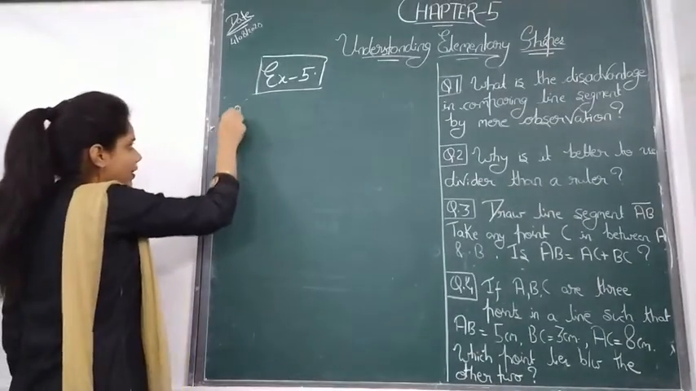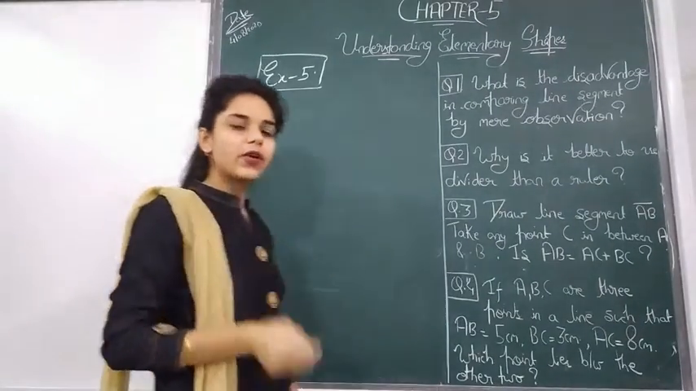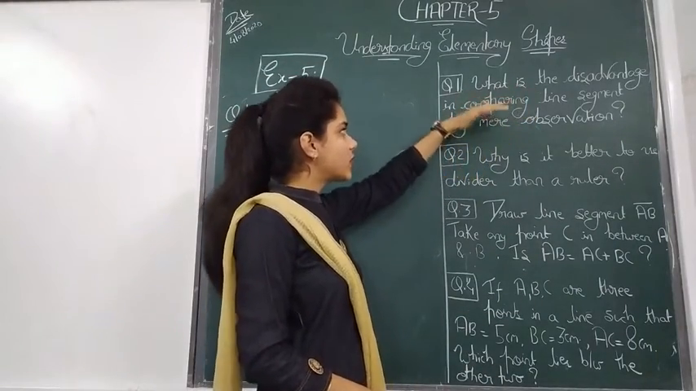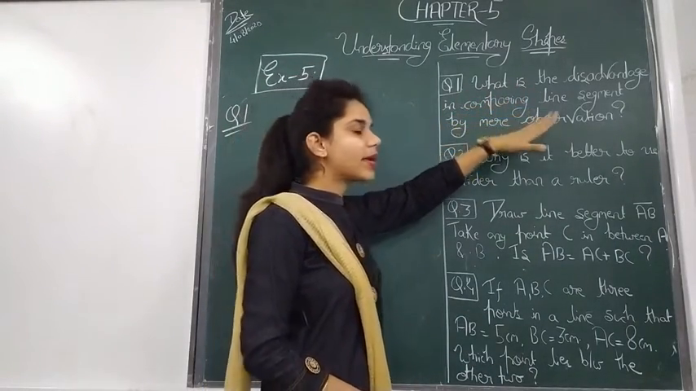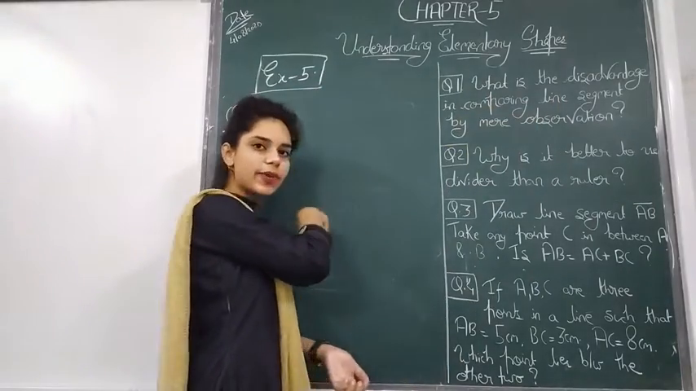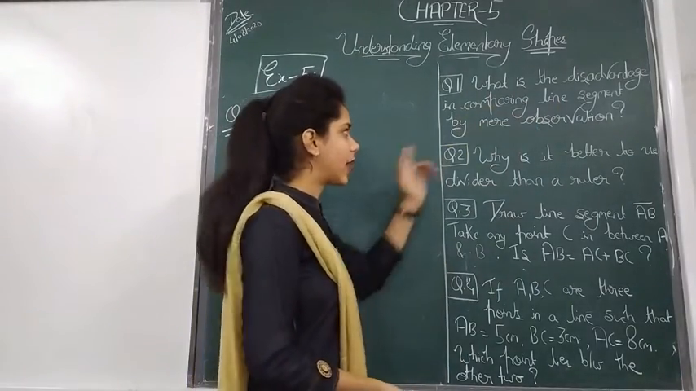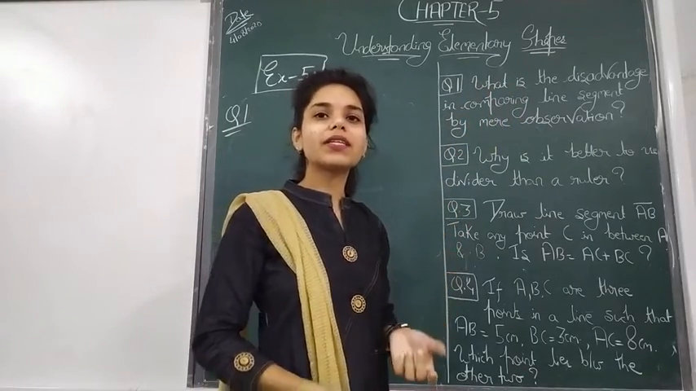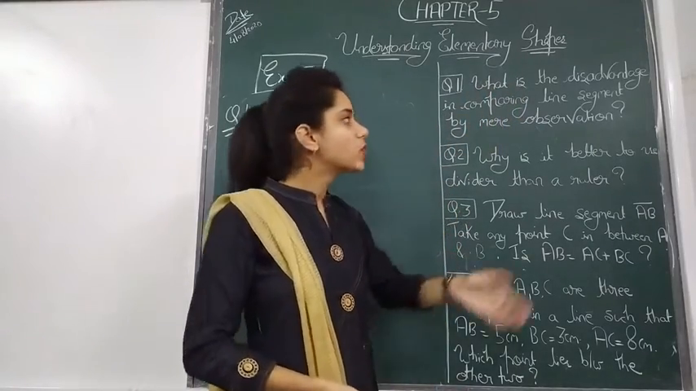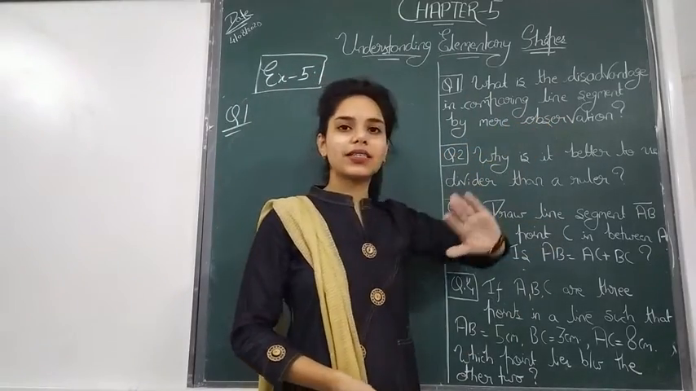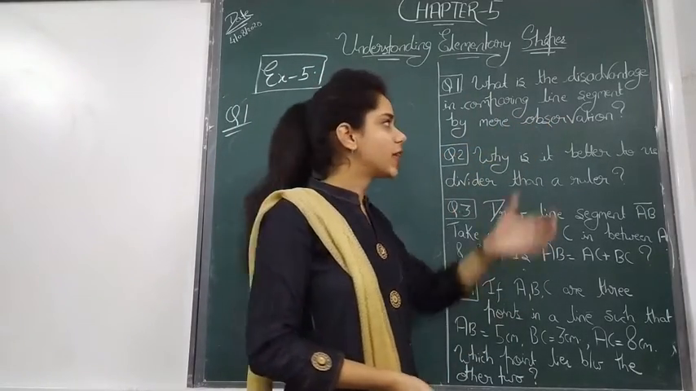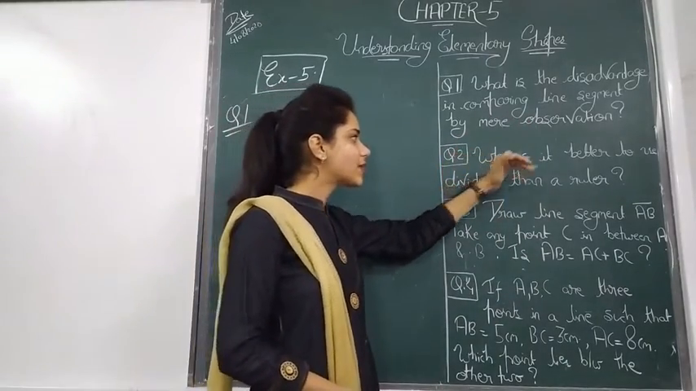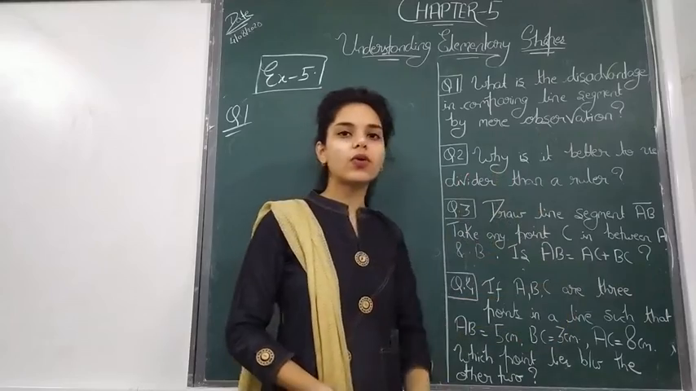In this question I will only explain and you can write by yourself. What is the disadvantage in comparing line segments by mere observation? I explained earlier that observation can sometimes give an accurate result, but sometimes it can't. So by observation we can't tell the accurate result. In this way you can write by yourself. Understood?